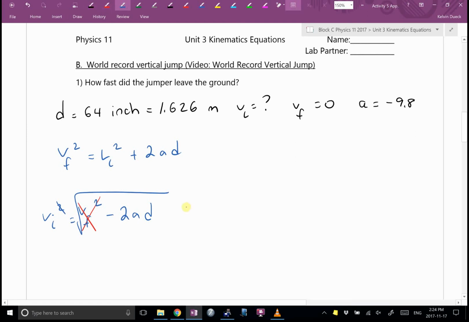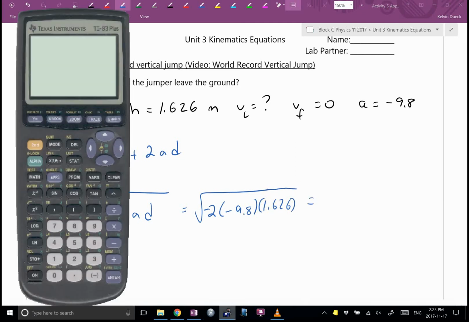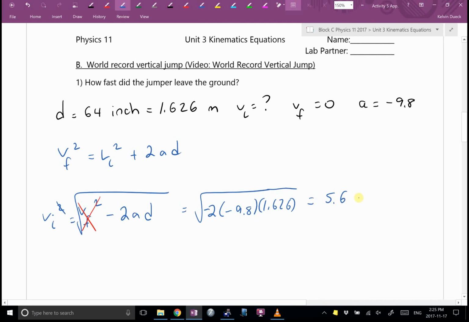With a bit of luck, this will give me a nice positive answer because the universe takes care of itself. It's going to be negative 9.8. Oh, wait a minute. There's a minus sign in front of the 2. So there's going to be a minus minus, which is a plus. Good thing. And D was 1.626. Square root, 1.626 square. You get 5.6. Okay, and that's meters per second.